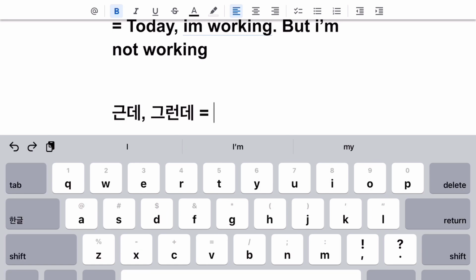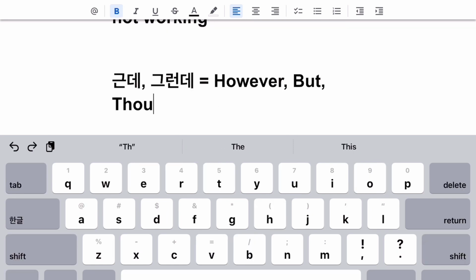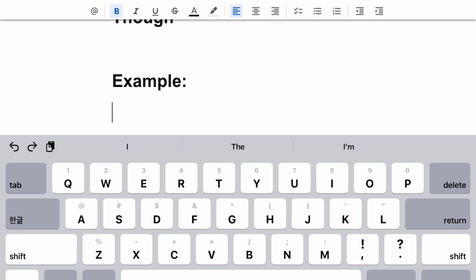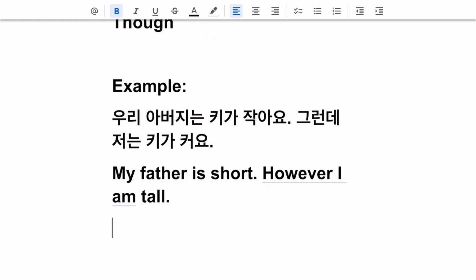And these type of things, they mean but or however or like although or though, that type of thing. This will be our last one. 우리 아버지는 키가 작아요. 그런데 however 저는 키가 커요. 우리 아버지, so my father, 키가 작아요.